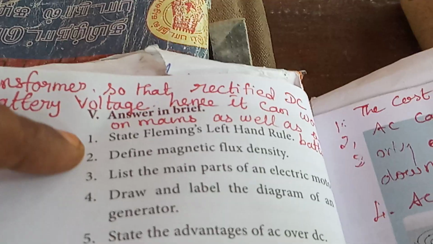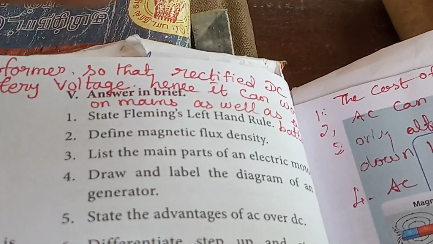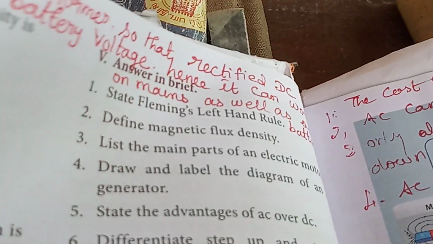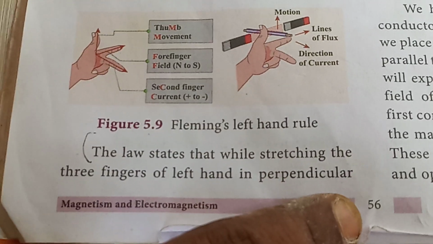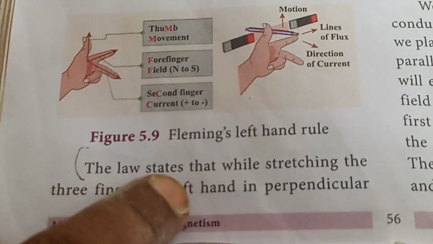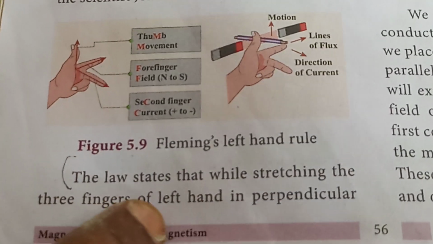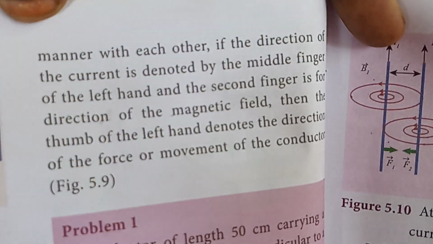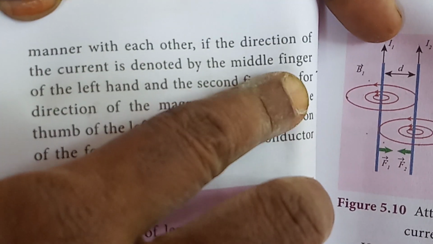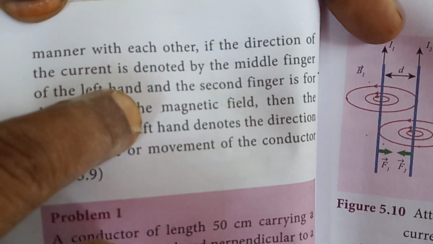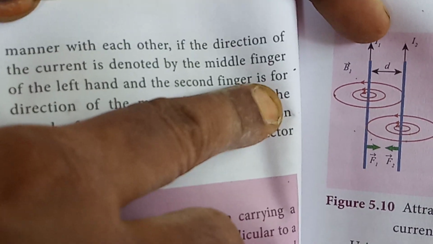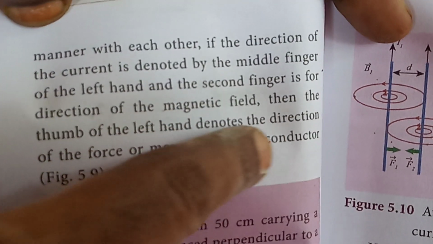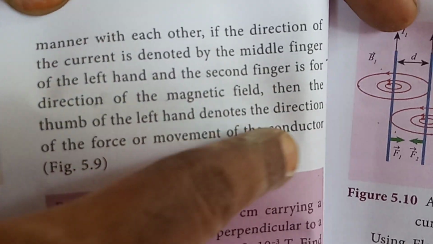Okay, then Exercise 5, answer in brief. The first question, state Fleming's left hand rule. That is on page number 56. The law states that while stretching the 3 fingers of the left hand perpendicular to each other, if the direction of the current is denoted by the middle finger and the second finger is for the direction of the magnetic field, then the thumb of the left hand denotes the direction of force or movement of the conductor.